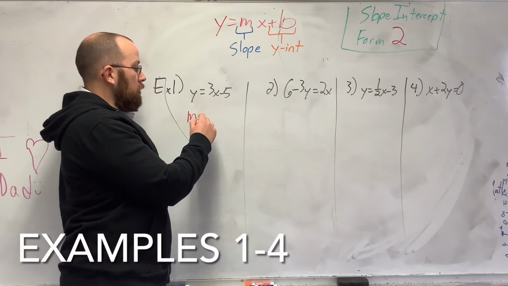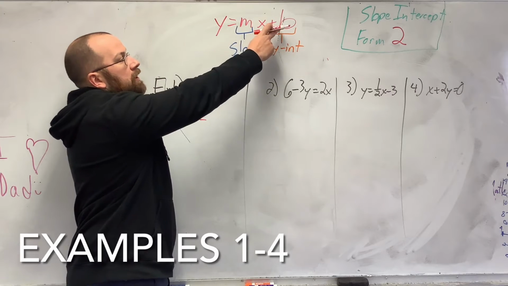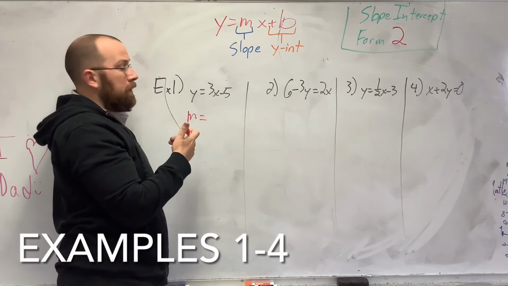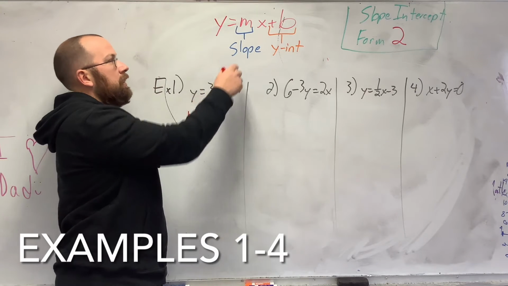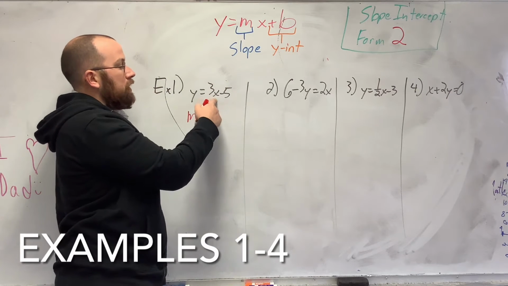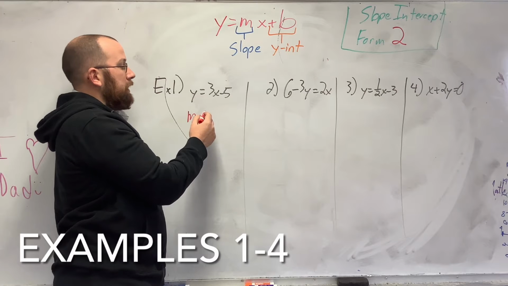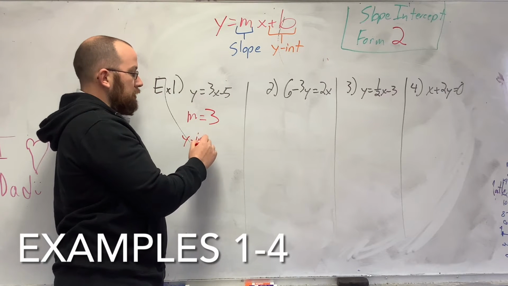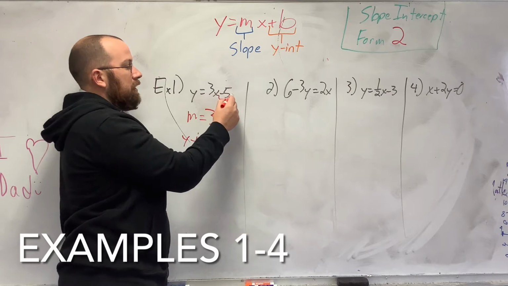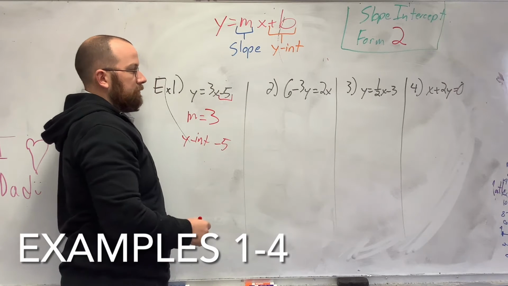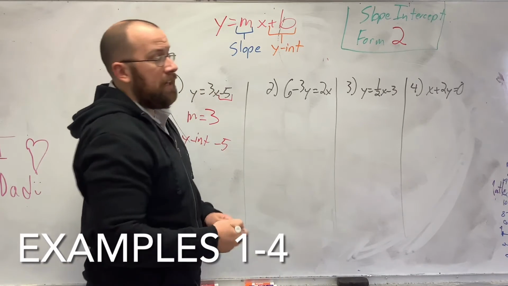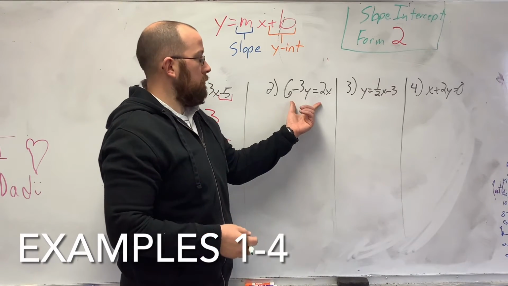So here, this is our slope-intercept form up here, slope and y-intercept. This is already in slope-intercept form, so all I have to do is match up. The coefficient in front of the x is 3, so that's my slope. My y-intercept is this back number back here, so it's -5. 1 down.